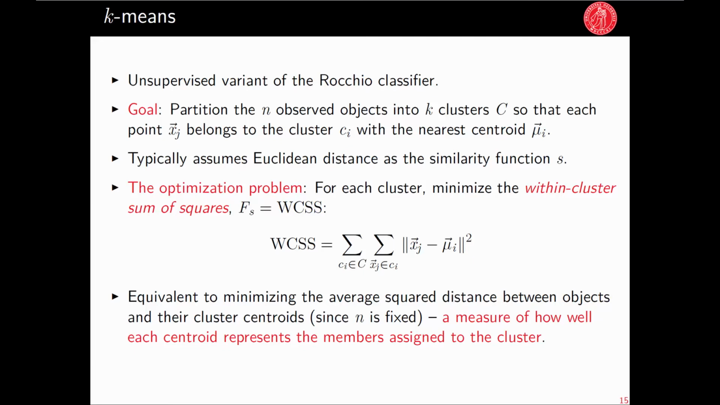And this within cluster sum of squares measure is equivalent to just minimizing the distance between the centroids and the members of each cluster. That's sort of the intuitive way to look at what we're doing here. So the centroid is sort of a representative of the class, and the smaller the distance between the members within the class and the centroid, the better that centroid can be said to represent the class.